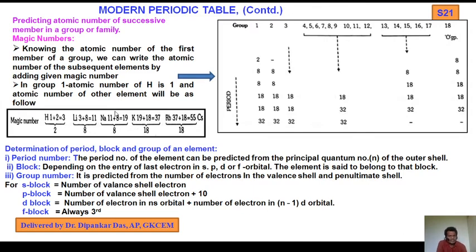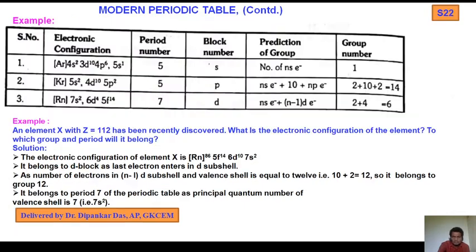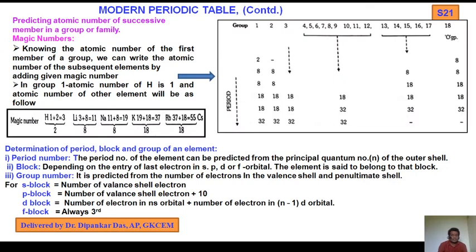Okay, so next, determination of period, block and group of element. So before we do this, okay, determination of periods. The period number of the element can be predicted from the principal quantum number of the outer shell.